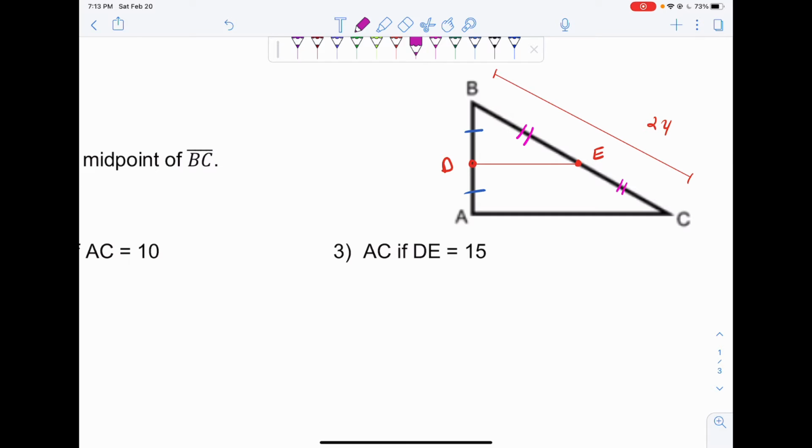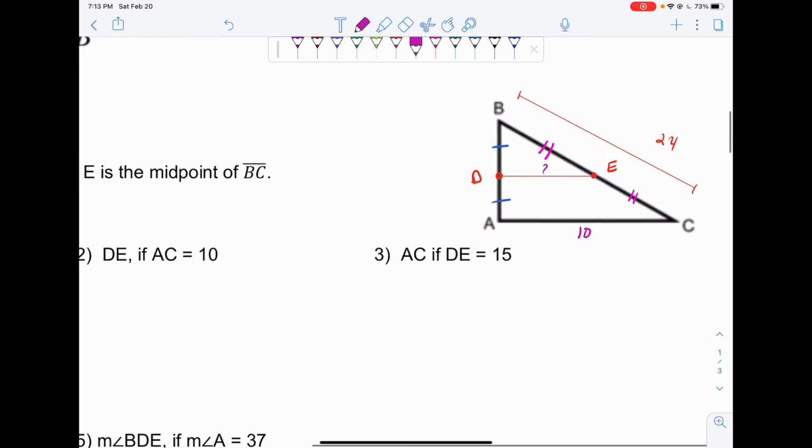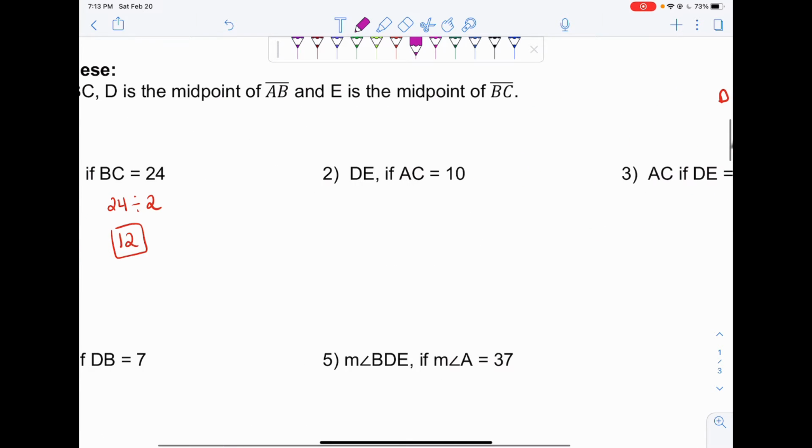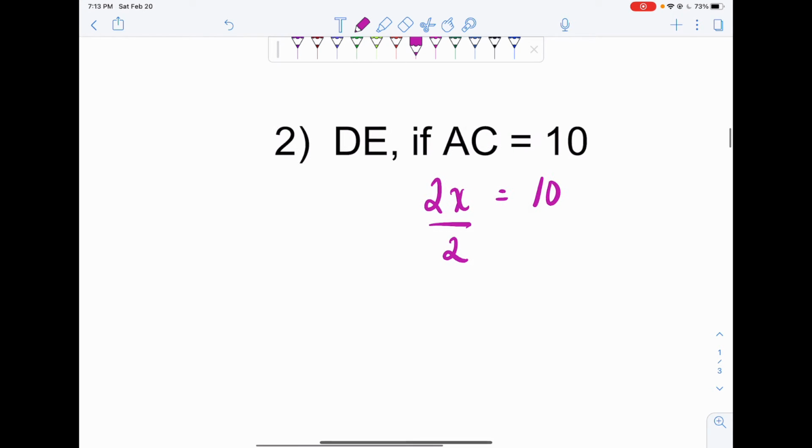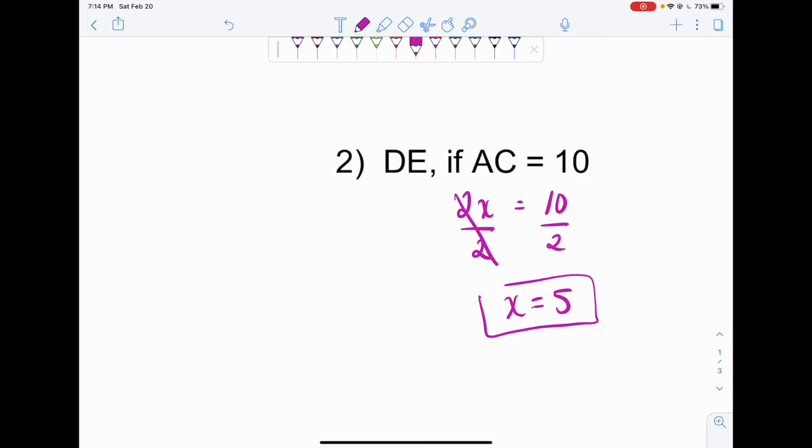Number 2: find DE if AC is 10. Well, if we look, I put a 10 here. I know 2 times DE is 10. If I don't know what DE is, I'm going to use an x. So I know 2 times something is equal to 10. Divide both sides by 2, and I get x is equal to 5. So DE is 5.